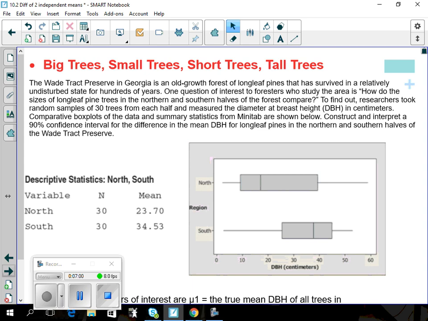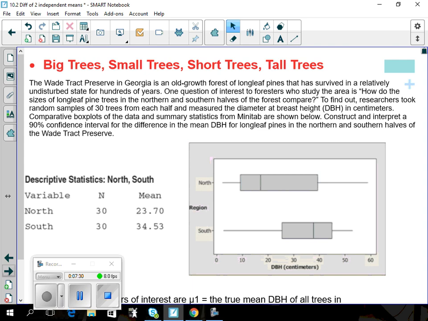Anyway, it says construct and interpret a 90% confidence interval for the difference in the mean for the longleaf pines in the northern and southern halves of this preserve. Okay, so we're actually given some key pieces of information here. So let's think about what we should do first. Check our conditions. Perfect. So what kind of conditions do we need to check for? There are 3 that we check twice, right?